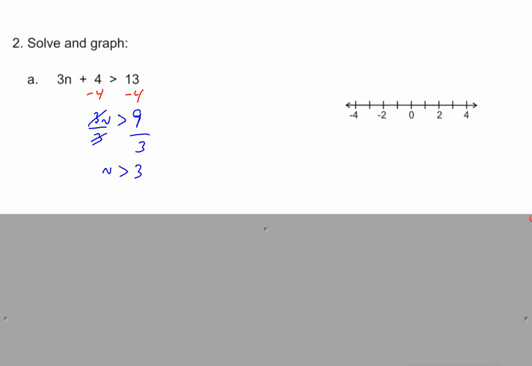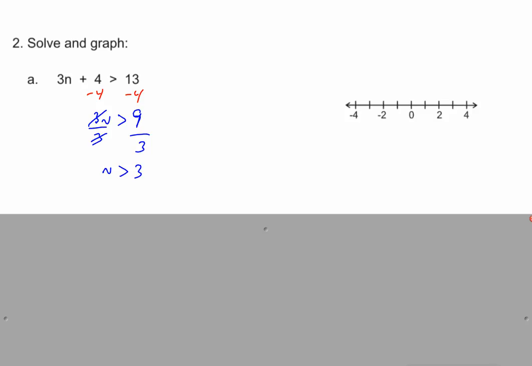Did we reverse, flip, or switch the inequality symbol? No. Why? Because we didn't multiply or divide by a negative, right? We added a negative to both sides, but adding doesn't count. Only multiplying or dividing by a negative.